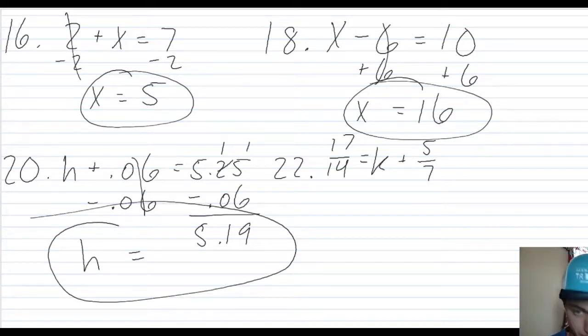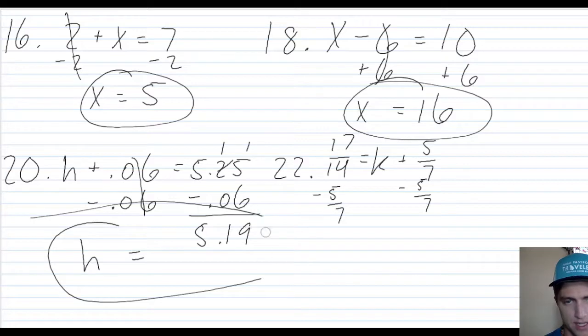That's the solution. All right, 17 over 14 equals k plus 5 over 7. How do we undo addition by 5 over 7? We subtract by 5 over 7. What we do to one side, we have to do to the other. Let me erase that because we're going to need that room.